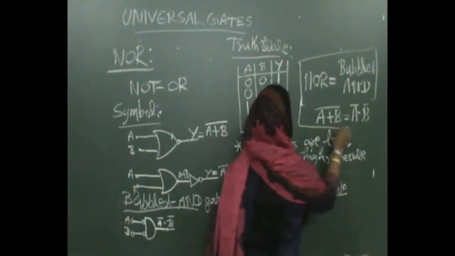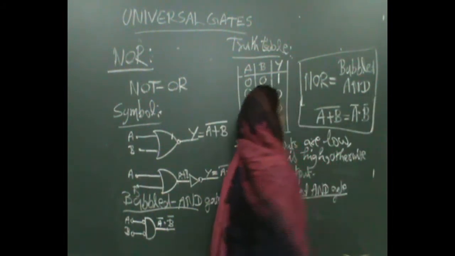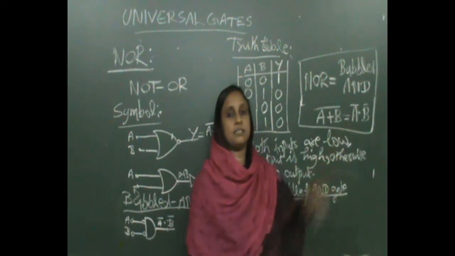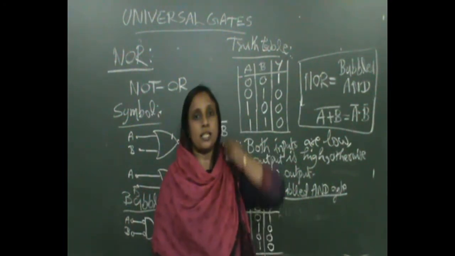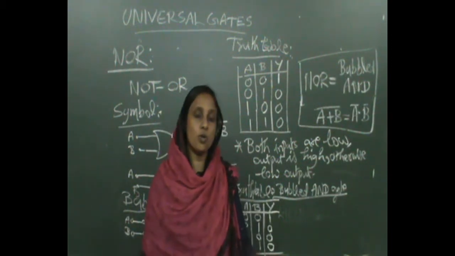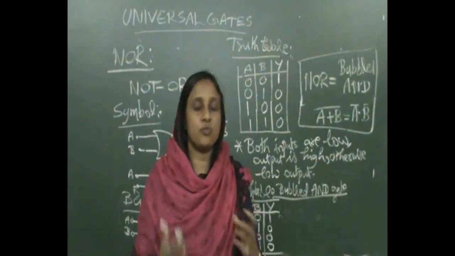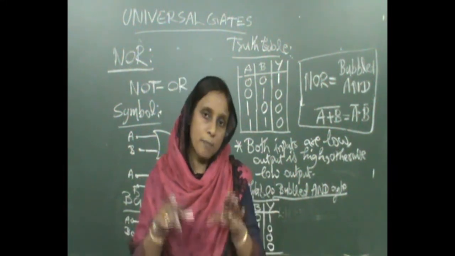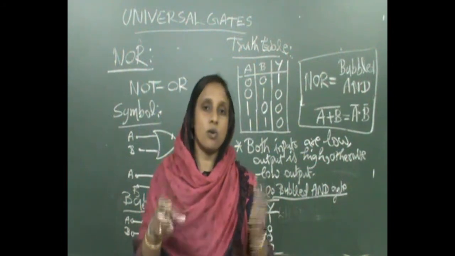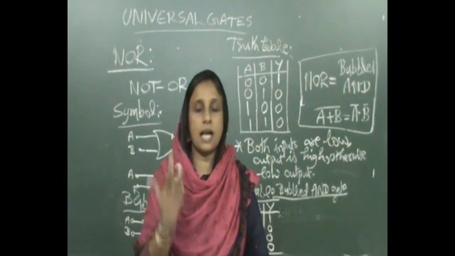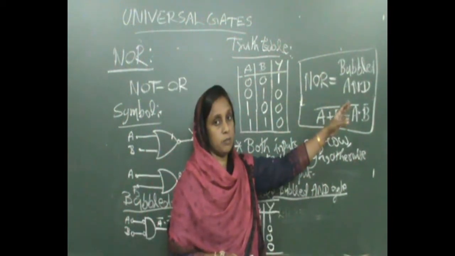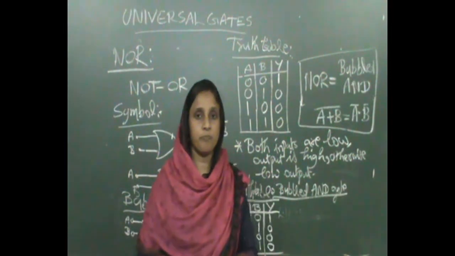Okay, we can box it like this. NOR gate is equivalent to bubbled AND gate. This is also known as De Morgan's first law. So you can replace NOR gate with bubbled AND gate or bubbled AND gate with NOR gate. Depending on the availability of IC or gates, you can use any one of these circuits interchangeably. This is called interchangeability.